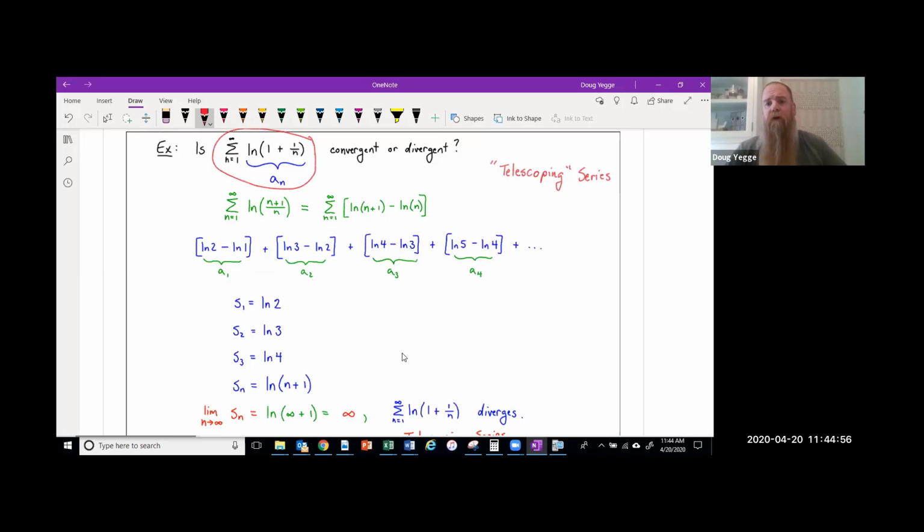So, like I said, there's a few different types of series where you can actually determine what it converges to, but most of the time you would just say either yes, it converges or no, it doesn't.